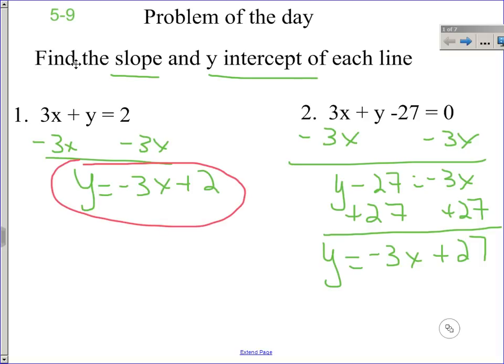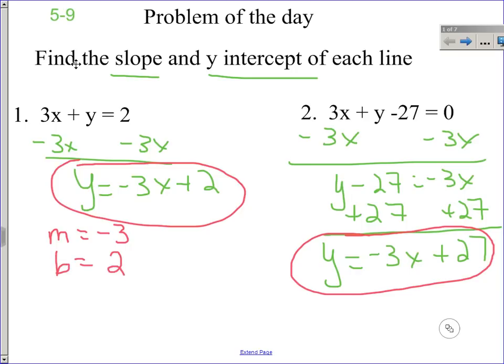But we have y equals negative 3x plus 2, and y equals negative 3x plus 27. Putting them into slope-intercept form helps me. I then can see that the slope of my first equation is negative 3, and the y-intercept of my first equation is positive 2. For my second equation, my slope is negative 3, and my y-intercept equals 27. So by putting them into slope-intercept form, we can easily determine our slope and our y-intercept.